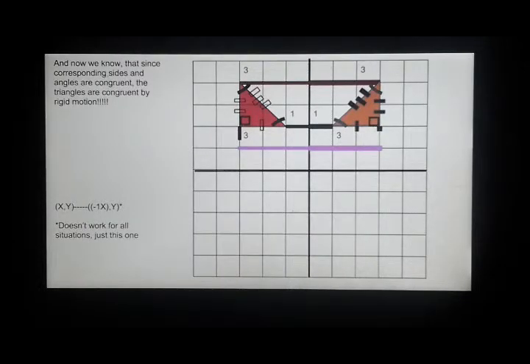And then if you want to know the formula, you just multiply each x value by -1, and that's how you reflect across the y-axis. And as a note, this does not work for all situations, just this one.